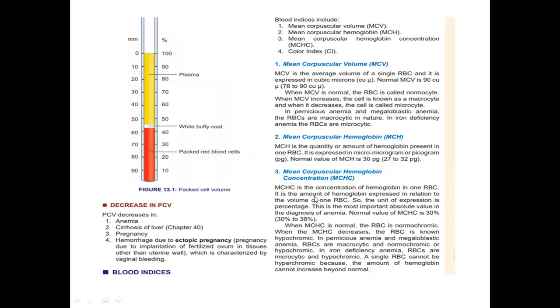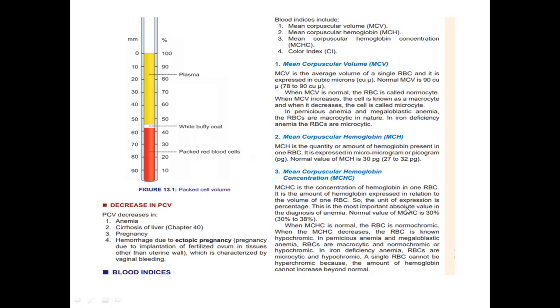Then we also have what is called the mean corpuscular hemoglobin concentration. So this is the concentration of hemoglobin in one red blood cell. Here, mean corpuscular hemoglobin is just the quantity or the amount, but mean corpuscular hemoglobin concentration is the concentration of hemoglobin in one red blood cell. It is the amount of hemoglobin expressed in relation to the volume of one red blood cell. So the unit of expression is in percentage.